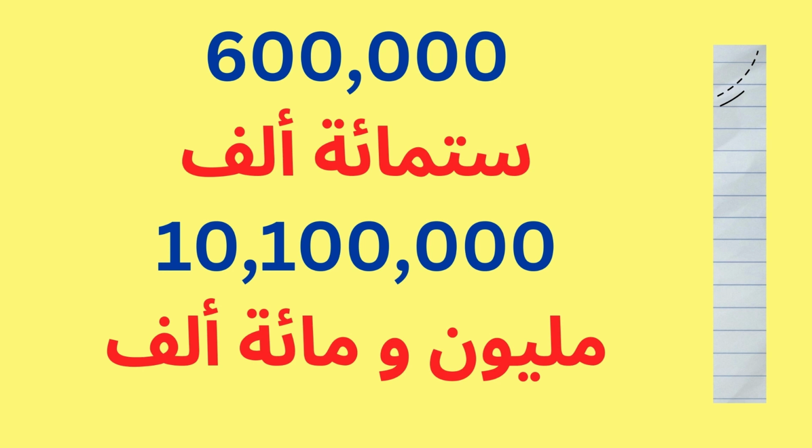600,000. 600, and then you write ألف. Let's look at this one. 1,100,000. مليون و100,000. So you can actually write down numbers and try to write them in Arabic with the help of what you learned in this lesson.